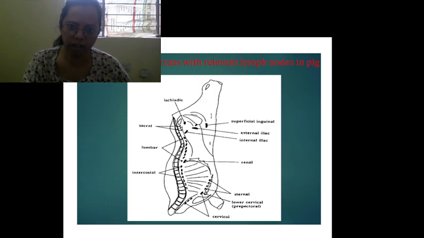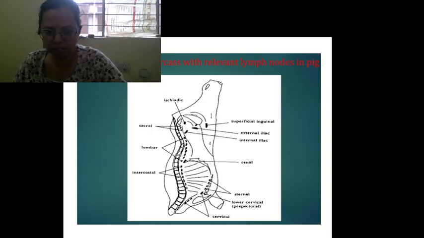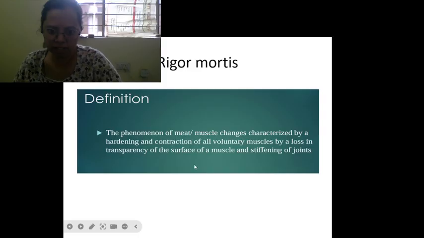So, the medial view of carcass with lymph nodes in pig. This diagram is very important. First you can see we start with the cervical area. We have the cervical lymph nodes. Then we have lower cervical. Then near the sternum we have the sternal lymph nodes.